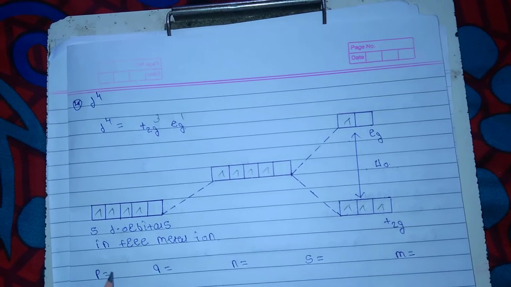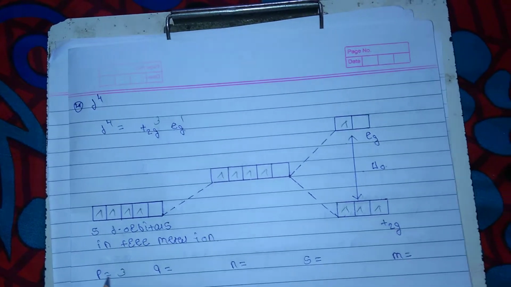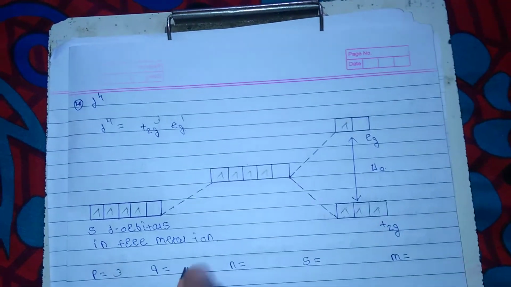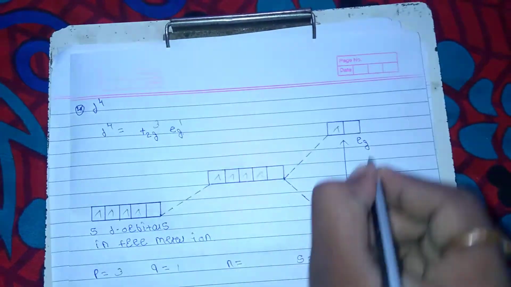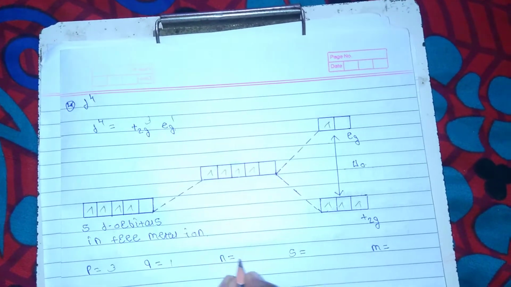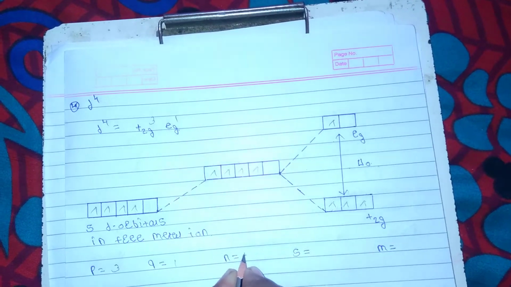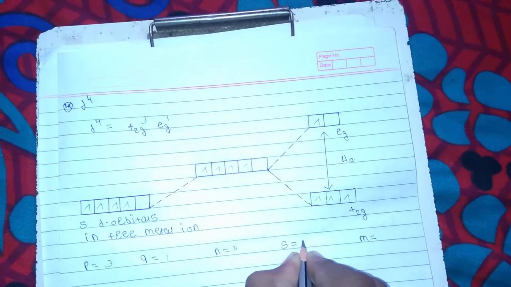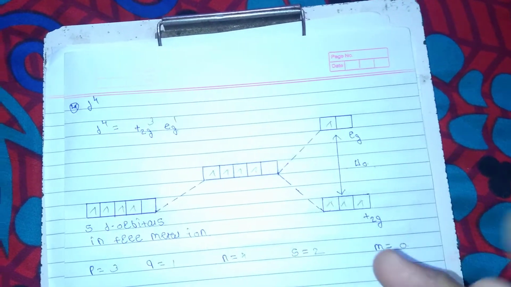P is equal to 3, the number of electrons present in the t2g set. Q is equal to 1, the number of electrons present in the eg set. Number of unpaired electrons is 4, S is 4 by 2, which is 2, and M is 0.